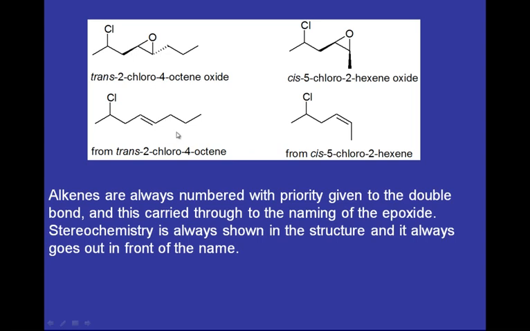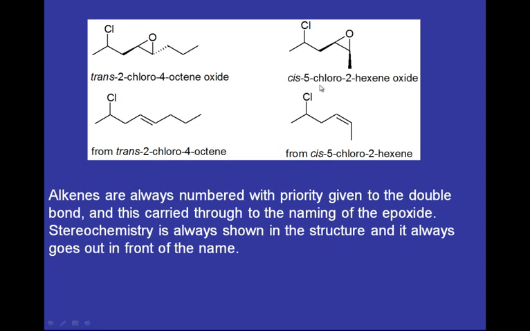Then we can name the alkene, and we number it from this end because that'll give us the lowest numbering set for the chlorine. So it'll be 1, 2, 3, 4. So that's going to be 2-chloro and then 4-octene, and it's trans because it's a trans double bond. So it's trans 2-chloro 4-octene.